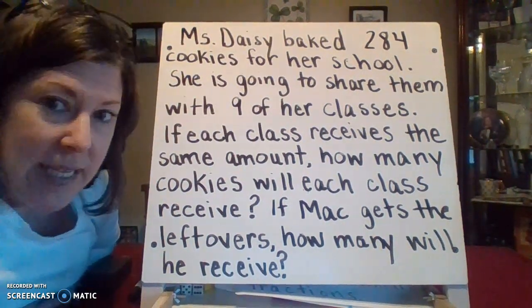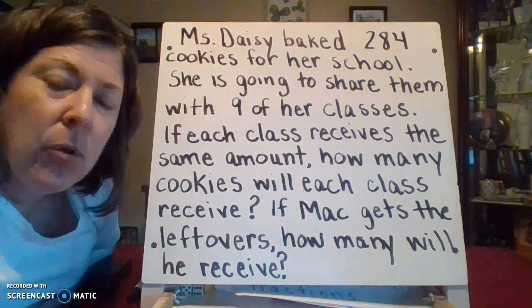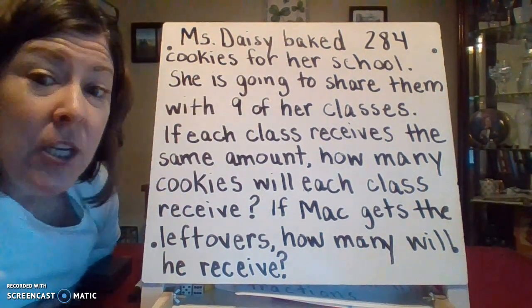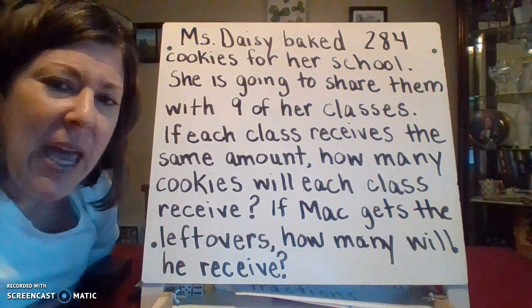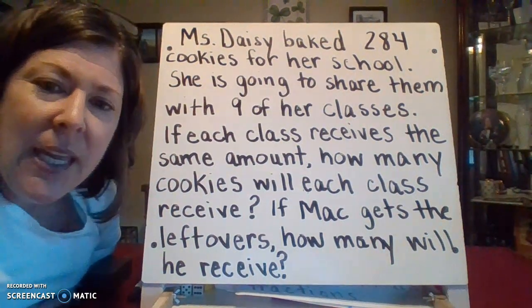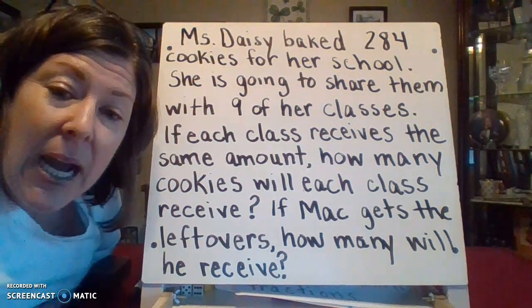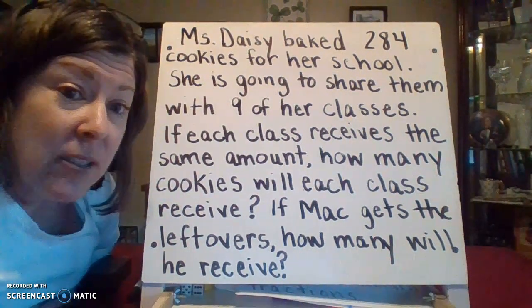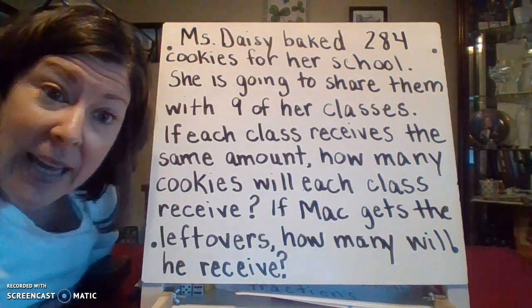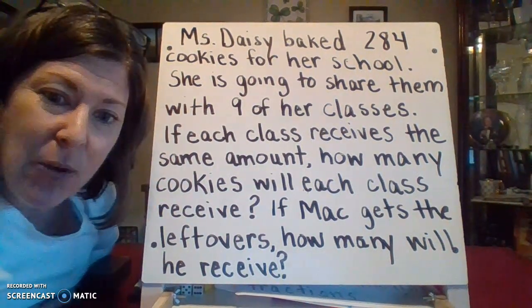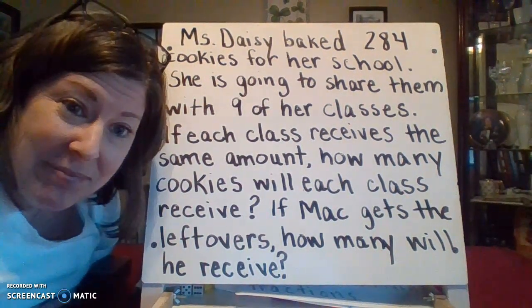All right, we have today Miss Daisy baking some cookies and sharing them with her school. Miss Daisy baked 284 cookies for her school. She's going to share them with 9 of her classes. If each class receives the same amount, how many cookies will each class receive? If Mac gets the leftovers, how many will he receive?